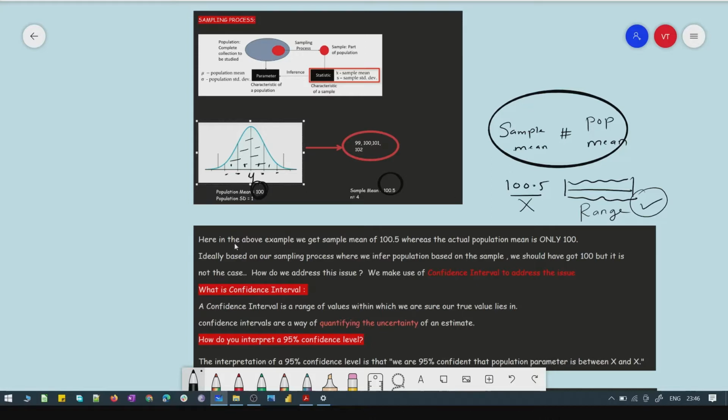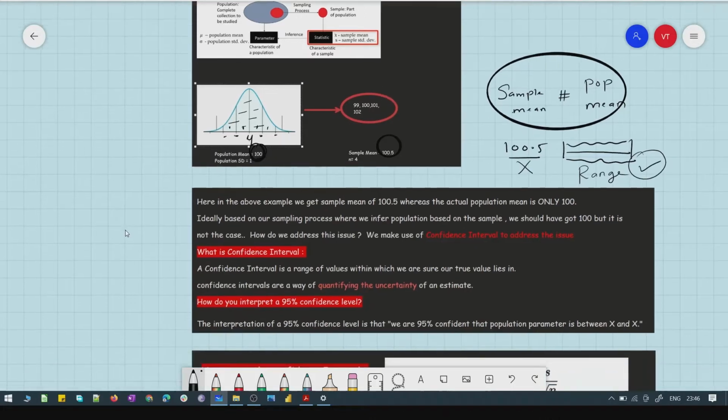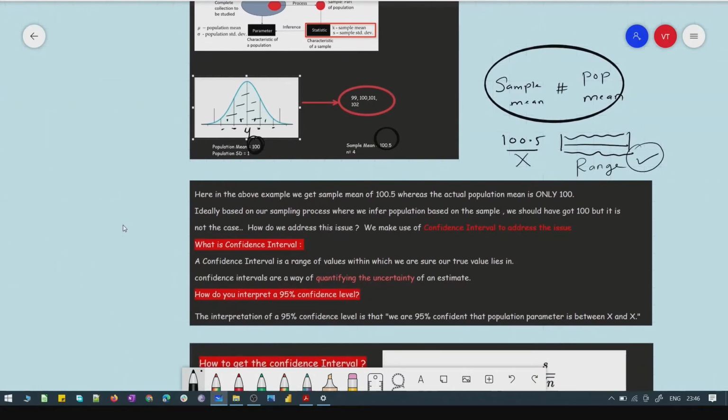Now let's look into confidence level. Understand there are two different terms which I'm talking about. One is confidence interval, which we just discussed, and the next one is confidence level. These are two different terms. Confidence interval is nothing but a range of values, and your population parameter will lie within this particular range. So it is used to quantify uncertainty. That's what your confidence interval is all about.